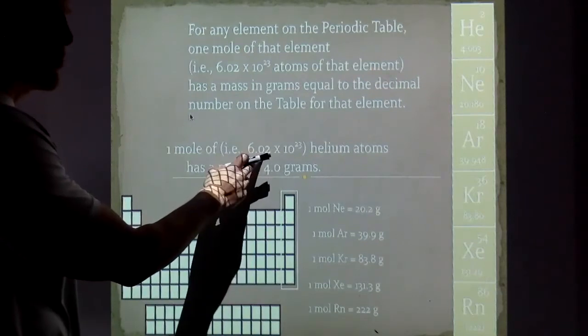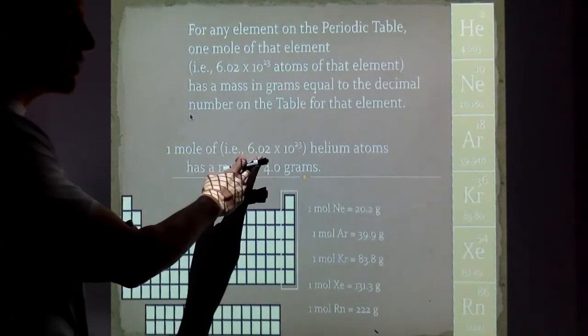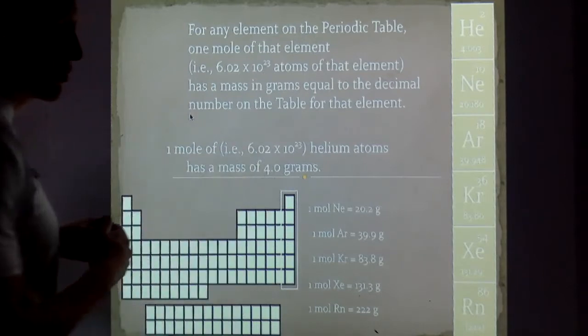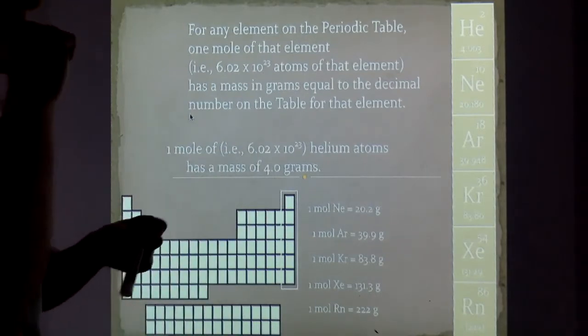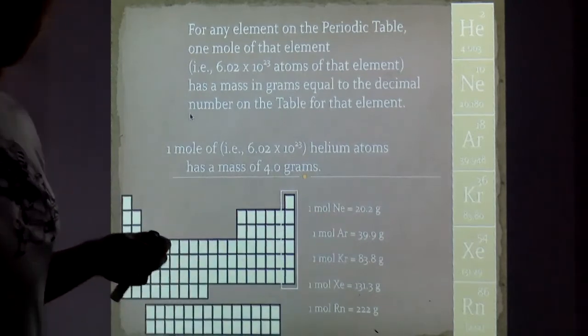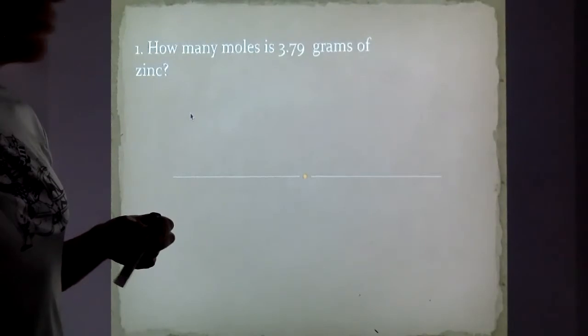Now, that number is gigantic, way too big to even conceptualize. Just know that this is how many atoms are in there. We can't ever get to that or count that. But this number then allows us to have a conversion factor. So let me show you. Let's do a little problem here.